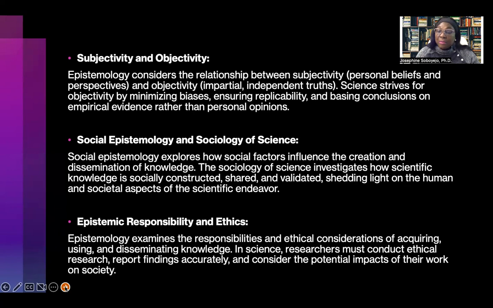Social epistemology and sociology of science. Social epistemology explores how social factors influence the creation and dissemination of knowledge. The sociology of science investigates how scientific knowledge is socially constructed, shared, and validated, shedding light on the human and societal aspects of the scientific endeavor.